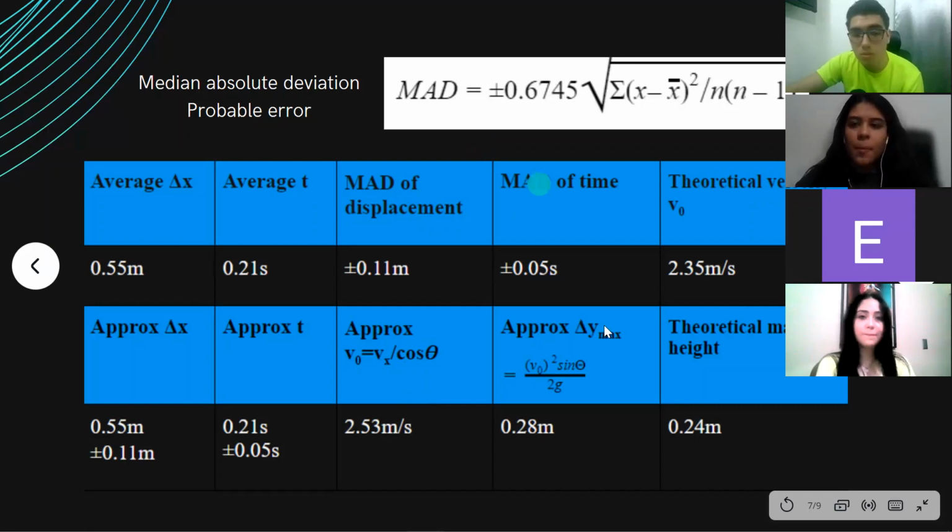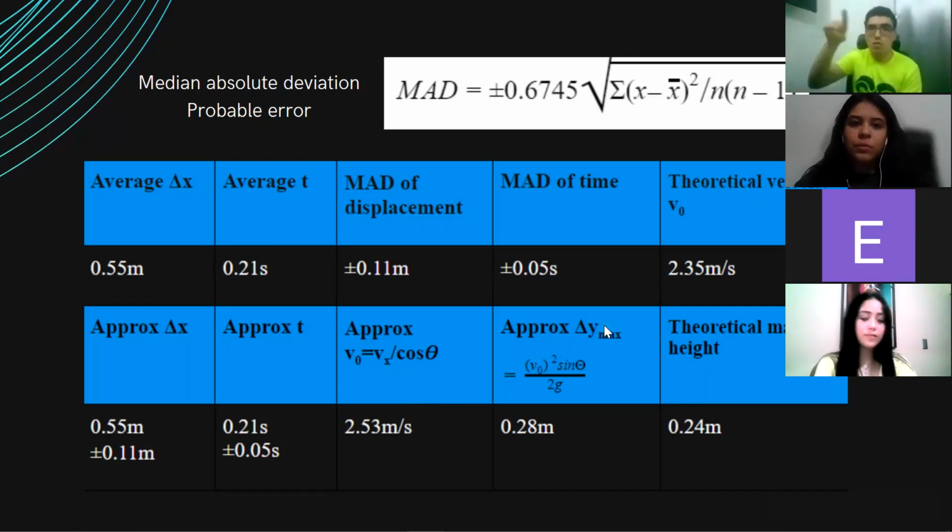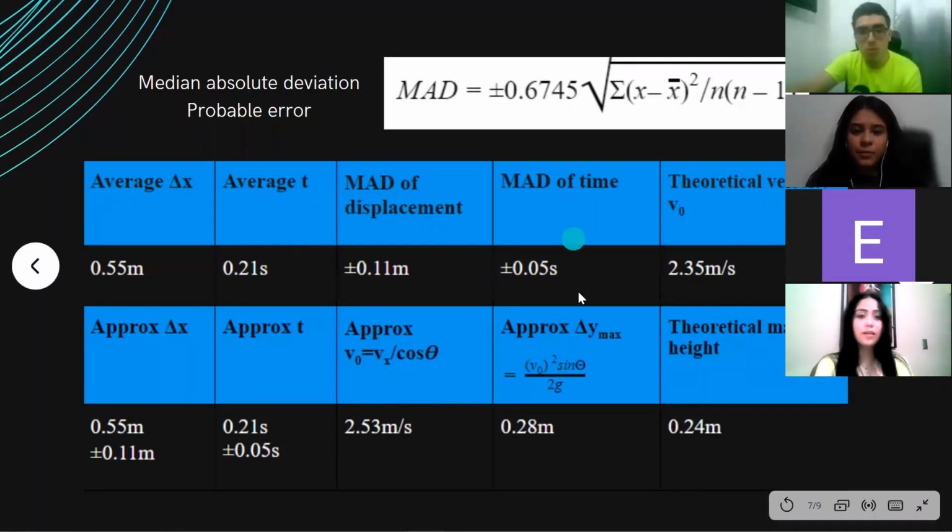Also, there was an approximation of the maximum height of this projectile motion, and we compared both variables.